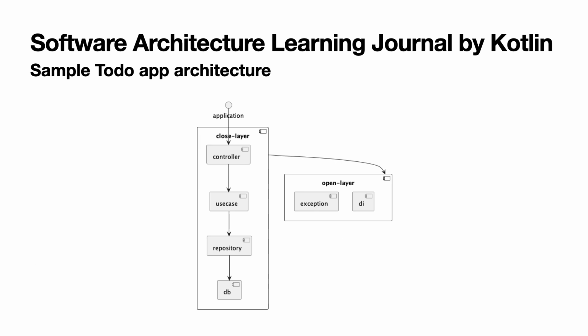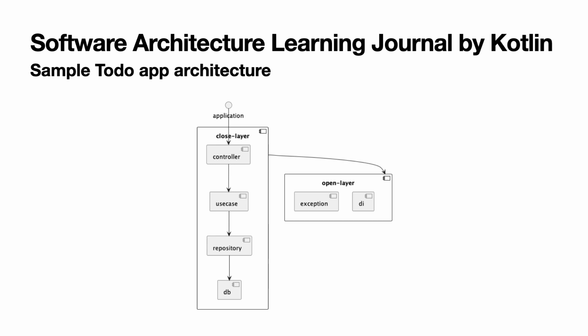Let's take a look at the actual structure of the layered architecture branch in the sample code. First, please check out the layered architecture branch from the GitHub URL in the description.